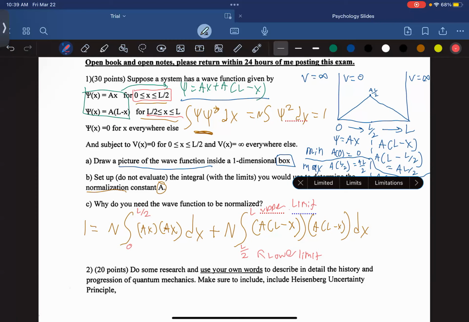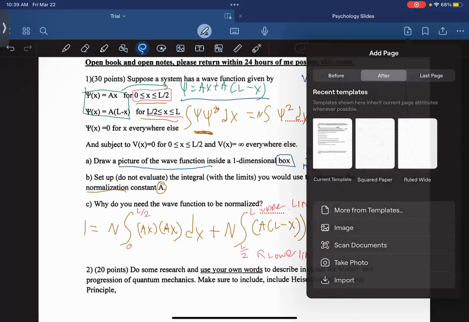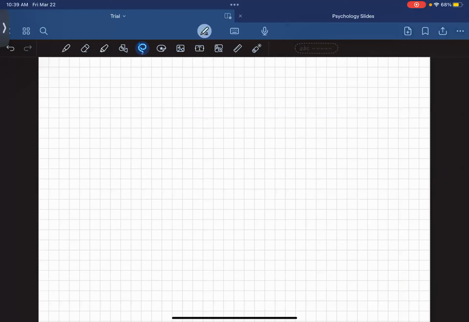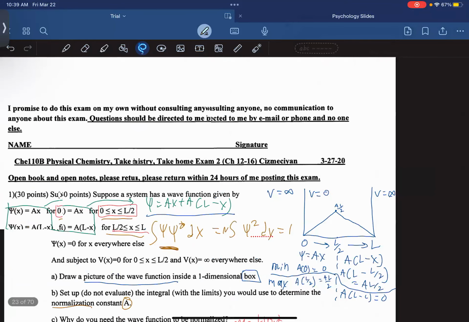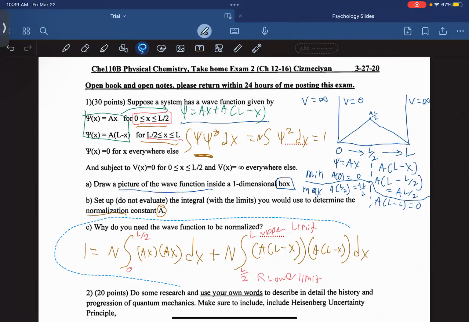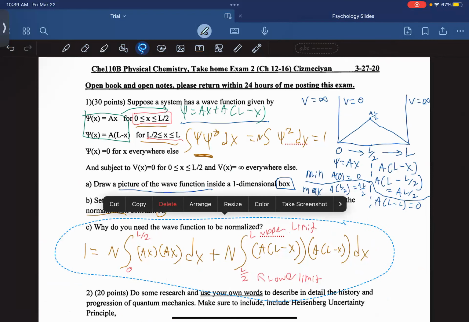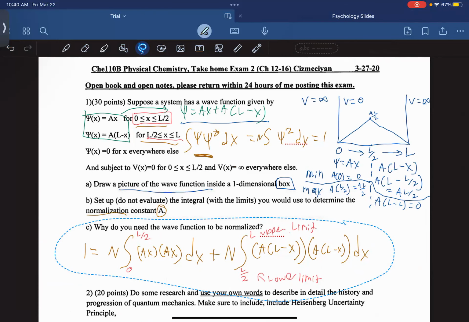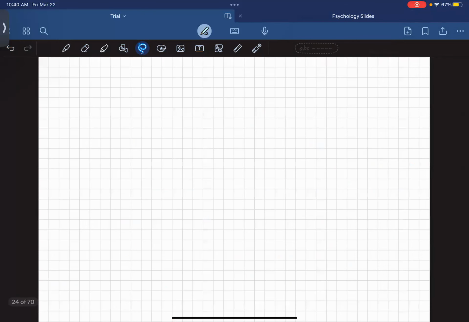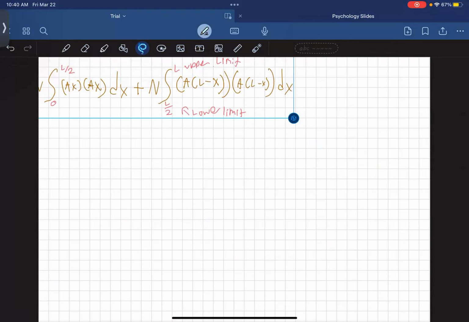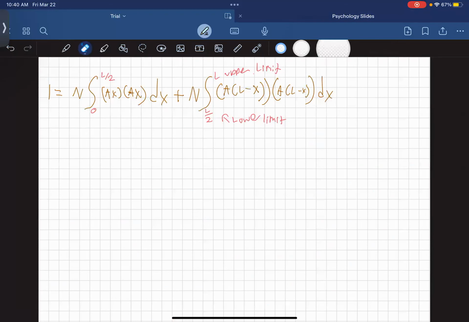Now, I'm not sure if this is how she meant you to just set it up, or if she means you to simplify it as far as you can. Just to be safe, I'm going to simplify it. So let me add a page, just because I don't think we're going to have enough room on that. And then let's copy this. Okay. Erase this upper limit, lower limit notes.